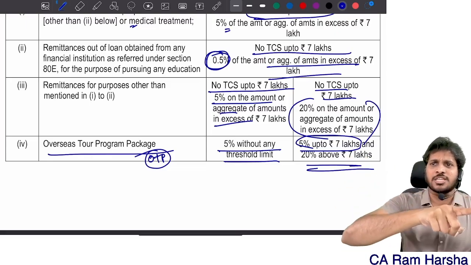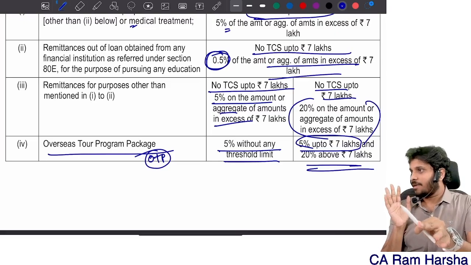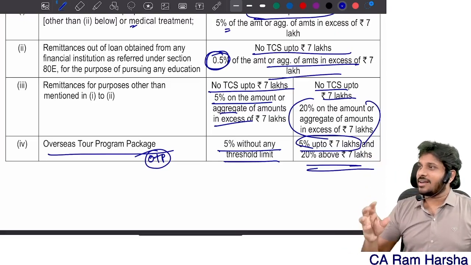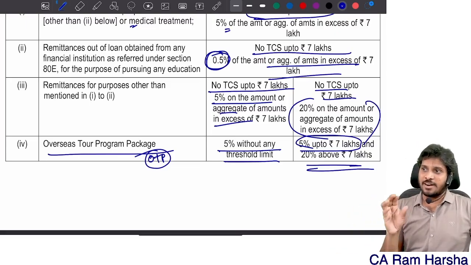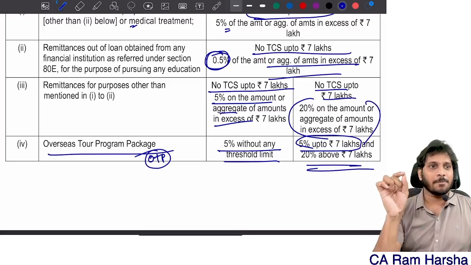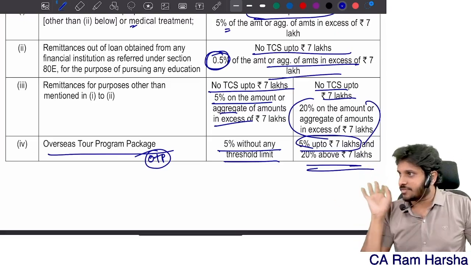If it is before 1st October, whatever amount extra you remitted beyond 7 lakh, 5% only, still before 1st October. Overseas tour package, earlier it was only 5% flat on the entire amount, but now up to 7 lakh it is 5%, beyond 7 lakh it is 20%. Correct? This 20% applies on or after 1st October.